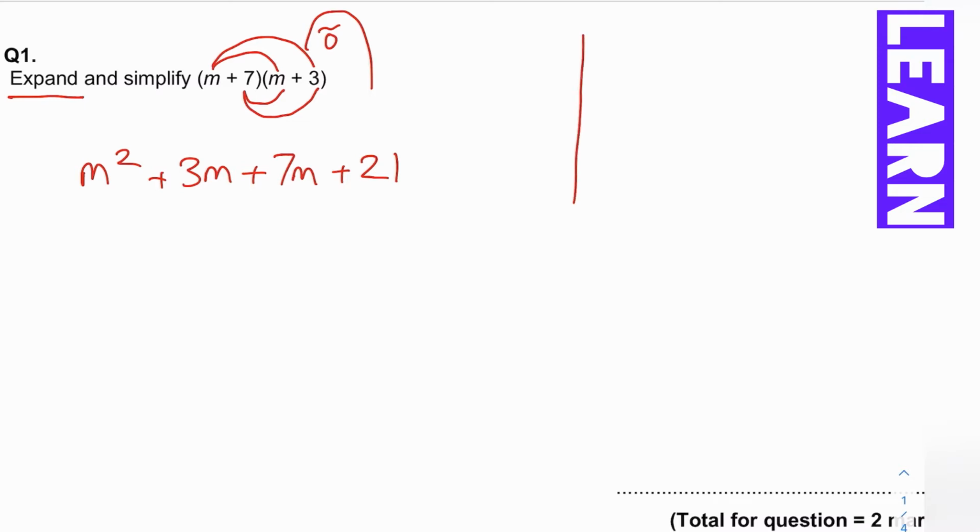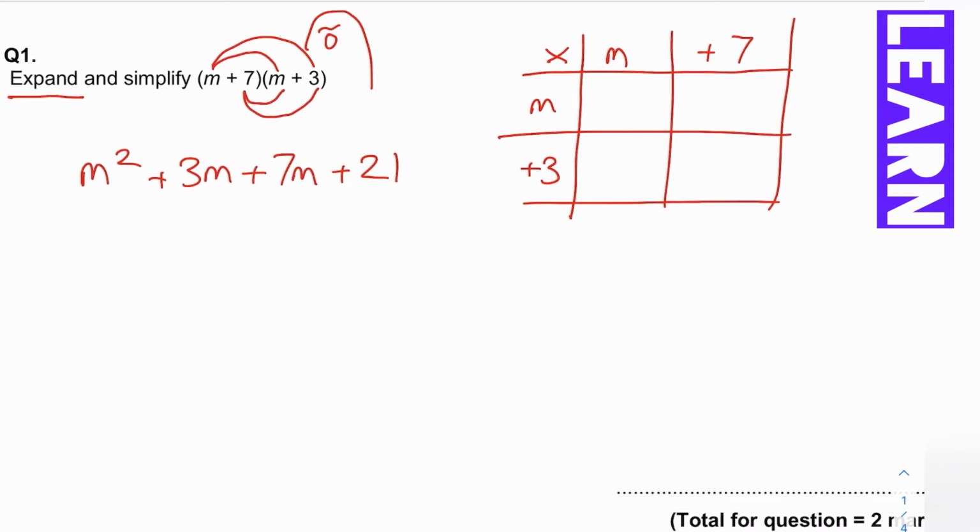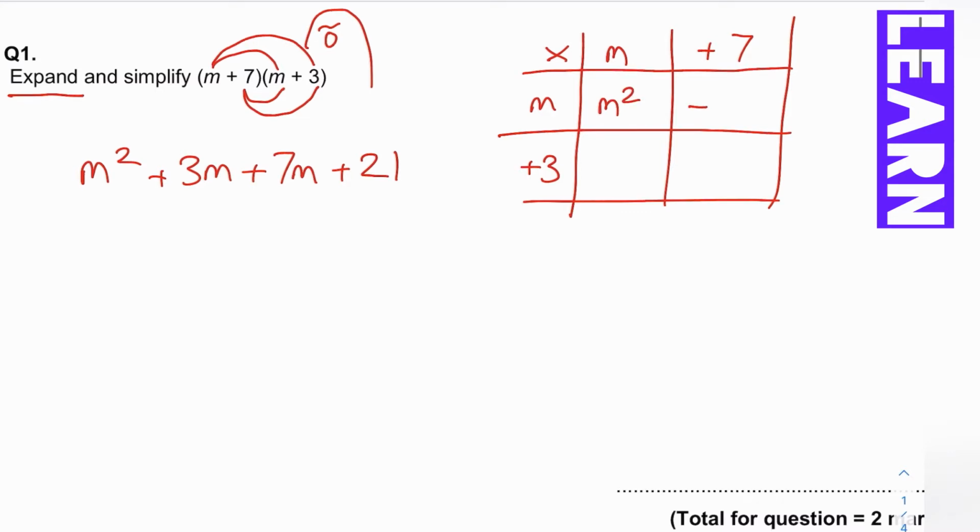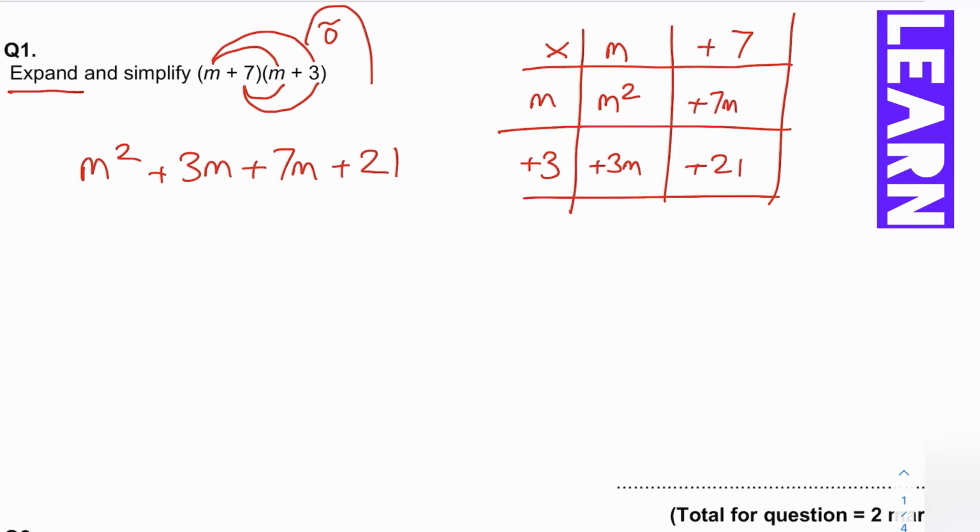You might also see some teachers use a grid method to multiply. This is where they write the top bracket first, so m plus 7, and then the second bracket down the side. They will then expand this. M multiplied by m is m squared, m multiplied by positive 7 is positive 7m, m multiplied by positive 3 is positive 3m, and finally positive 3 times positive 7 is positive 21. So you can see you get the exact same 4 terms as what we had when we expanded it on the left hand side.